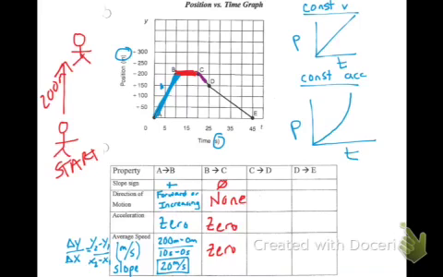For line segments C and D, you start walking back. And you walk back 50 meters. So what is our slope? It's going to be a negative slope. Direction of motion is either backward or decreasing.